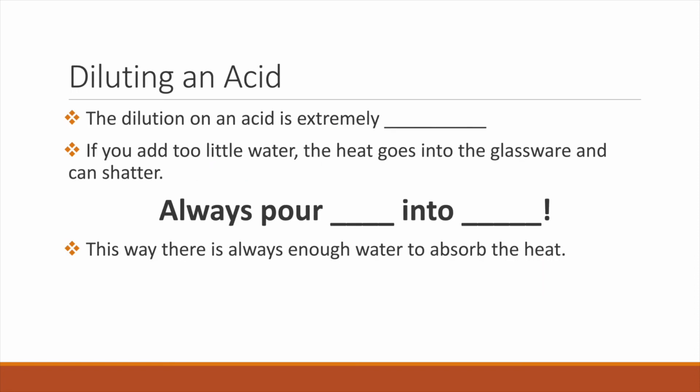The other thing we need to talk about is diluting an acid. So the dilution of an acid, adding water to an acid, is extremely exothermic. It produces a very large amount of heat very quickly. So if you add too little water while you are diluting an acid, the heat has nowhere to go but into the glassware. And what happens is when glass gets too hot too fast, it'll shatter. So you're going to end up shattering your glass and you end up with acid over everything, and that's just a really bad situation. So to combat this problem, we always pour acid into water, not water into acid.